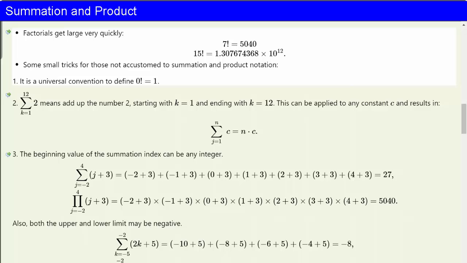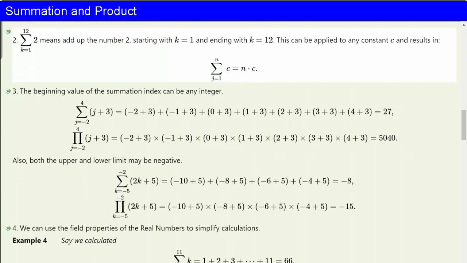Factorials get large very quickly. You can use your calculator or a computer to verify that 7 factorial is 5,040, and 15 factorial is 1.307674368 times 10 to the 12th. There are a few small tricks to learn for those not accustomed to summation and product notation. It is a universal convention, for example, to define 0 factorial to be 1. This seems really strange, but it turns out to be perfectly natural when one studies the factorial function in depth.